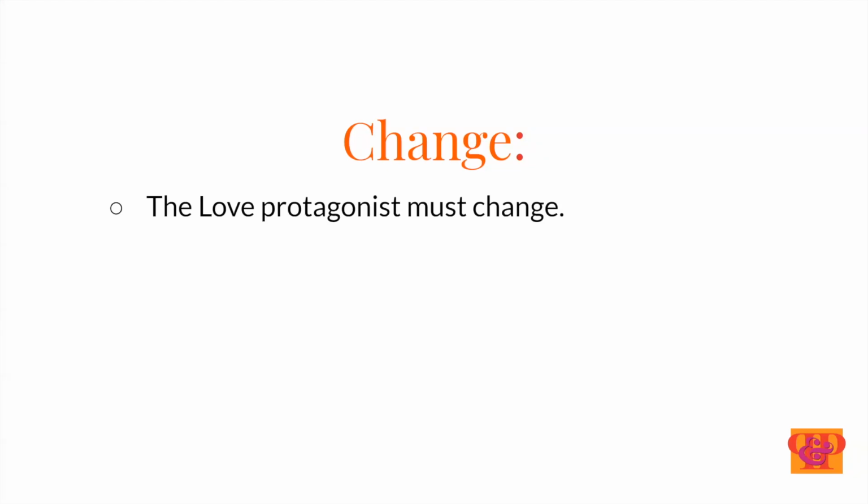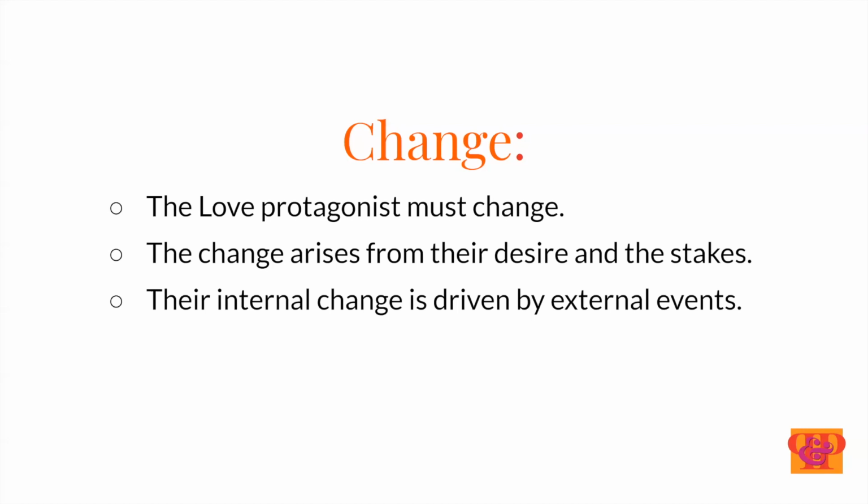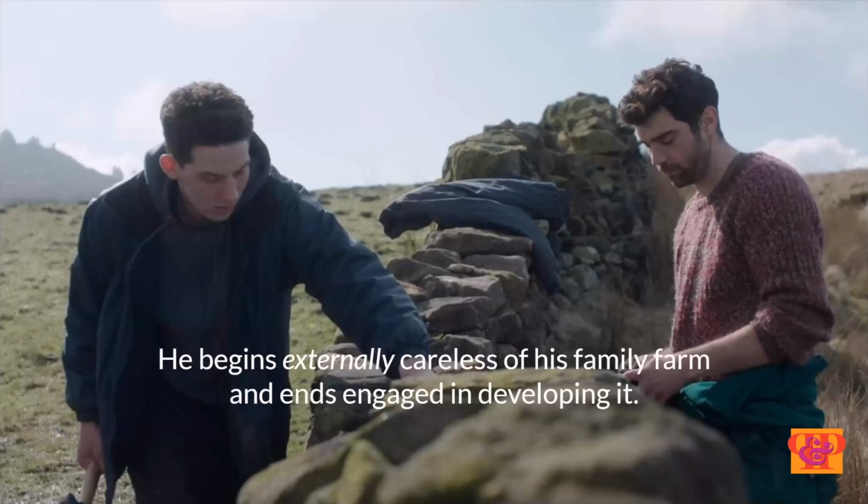The next essential element in any story is change. Your love story protagonist must undergo a clear change from the beginning of the story to the end, and that change must arise from their desire and the stakes. The internal change will be driven by external events. Like in God's Own Country, Johnny begins internally detached and angry, but ends trusting and vulnerable. Externally, he starts the story careless of his family farm, and he ends engaged in developing it.